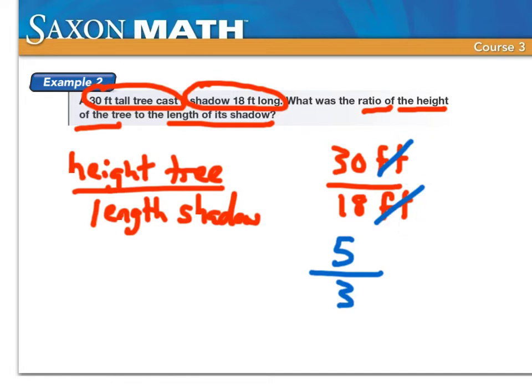So the ratio of the height of the tree to the length of the shadow is 5 to 3. That's how I read that. Okay, 5 to 3. Alright, let's go on to another example.